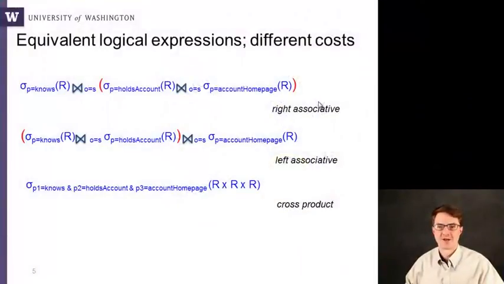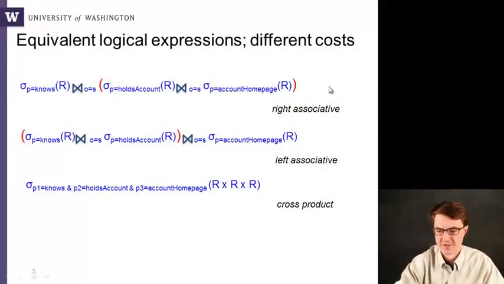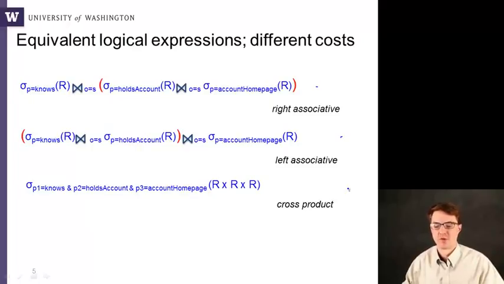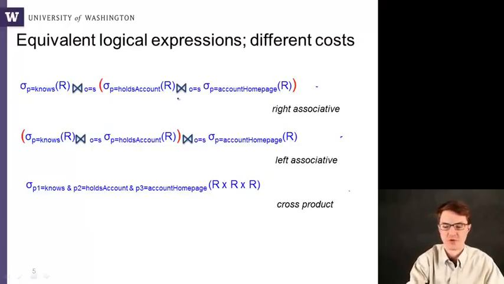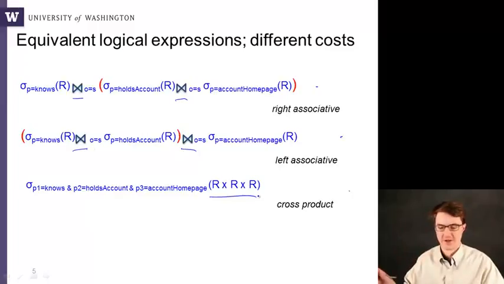Okay, last time we talked about algebraic optimization, and I argued, without going into a lot of detail, that all three of these expressions were equivalent, and they differed only in the order in which things were evaluated. Here you evaluate this join first and this join second, and in this expression you evaluate this join first and this join second, and here you find all possible combinations of tuples and then filter that.